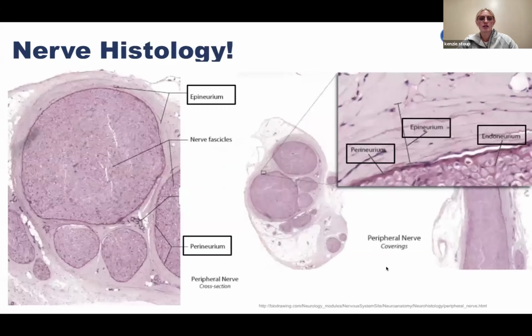And then here's a histology picture. So again, this is a cross section of a nerve. So you're cutting it in half. And we can see here that this is our entire nerve, and we see the epineurium on the outside here. And then the fascicles are here, and the perineurium is surrounding that. And then this is a zoomed up version, and you can see these little dots are the individual axons. And the endoneurium is this darker pink that's surrounding each one of these little purple circles.